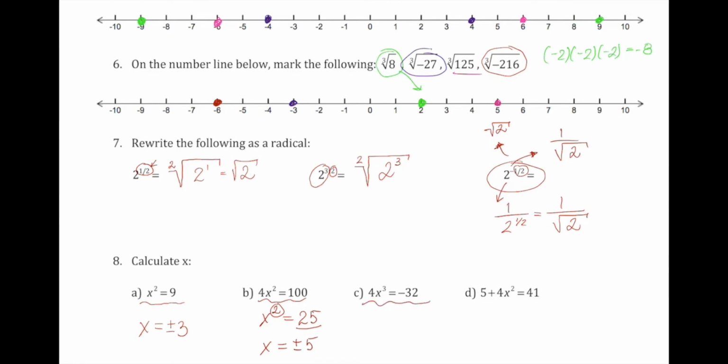4x cubed equals negative 32. So notice I will divide by 4 and I will get a negative number. So x cubed is negative 8. Then x is going to be negative 2.